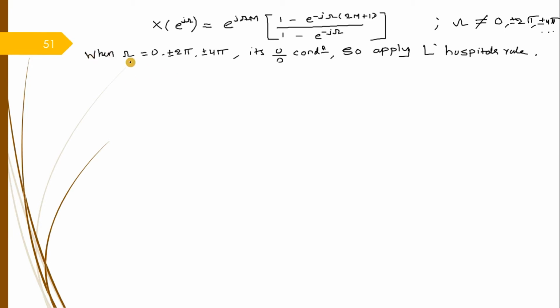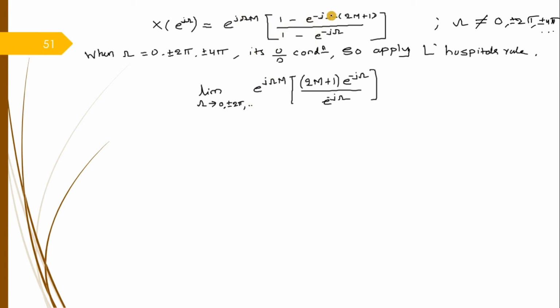Okay. So when omega is equal to 0, plus or minus 2 pi and so on, it's a 0 by 0 condition. So apply L'Hospital's rule. If you apply L'Hospital's rule, the limit as omega tends to 0 or plus or minus multiples of 2 pi, I write this equation as it is, and this numerator and denominator I differentiate. After differentiating, the constant will go to 0.